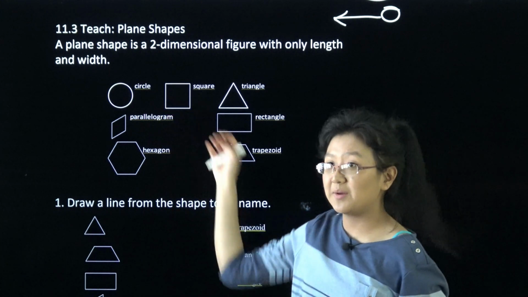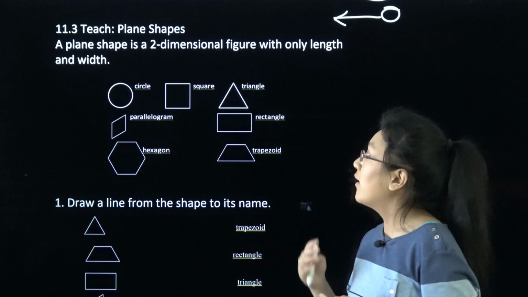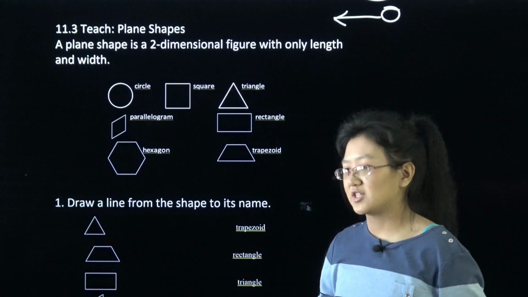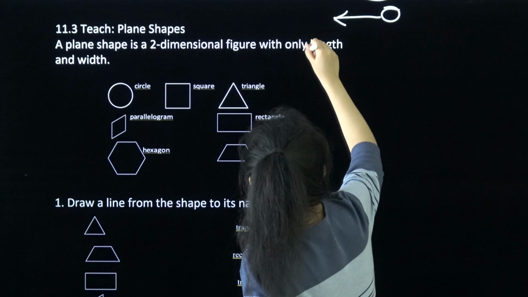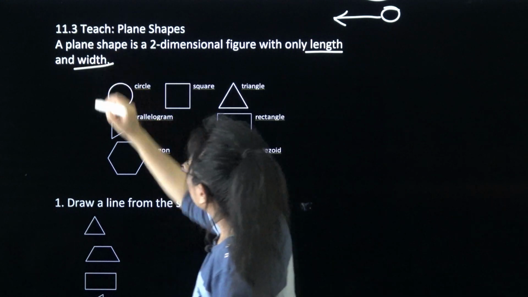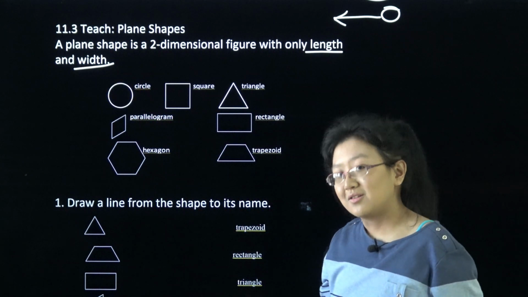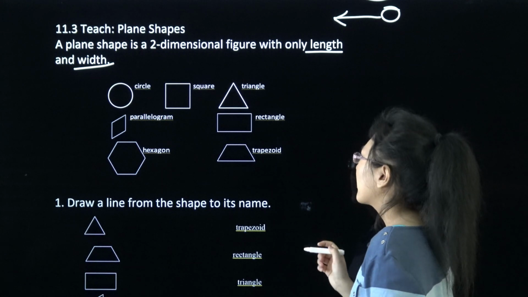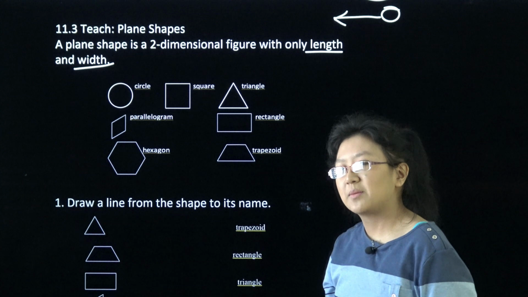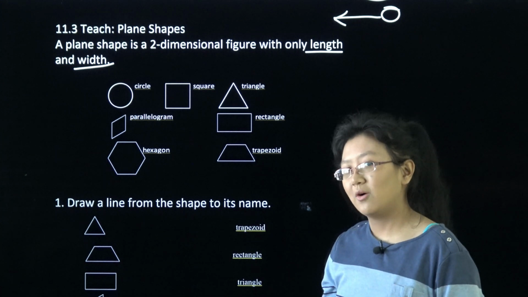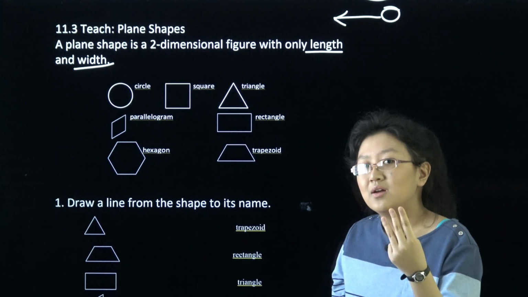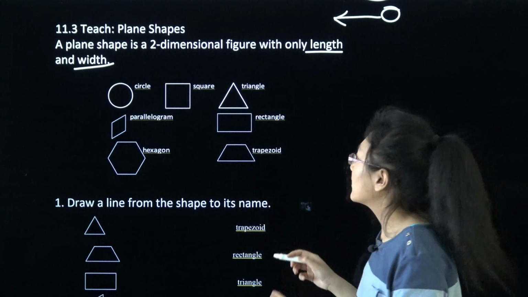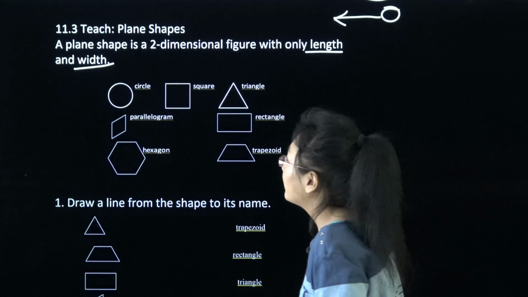So a plane shape is a two-dimensional shape with only length and width. So why is it called two-dimensional shape? Because length and width, there's only 2 measurements. So that's length, width, 2. Now you might be wondering, what about solid shapes? And why are they called 3-dimensional? Well, because solid shapes have height. And why don't 2-dimensional shapes have height? Because they're flat. They're so flat that they don't have height.